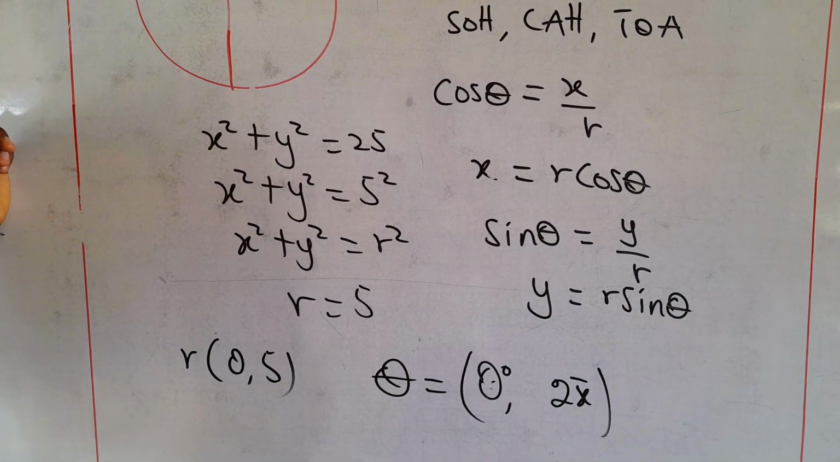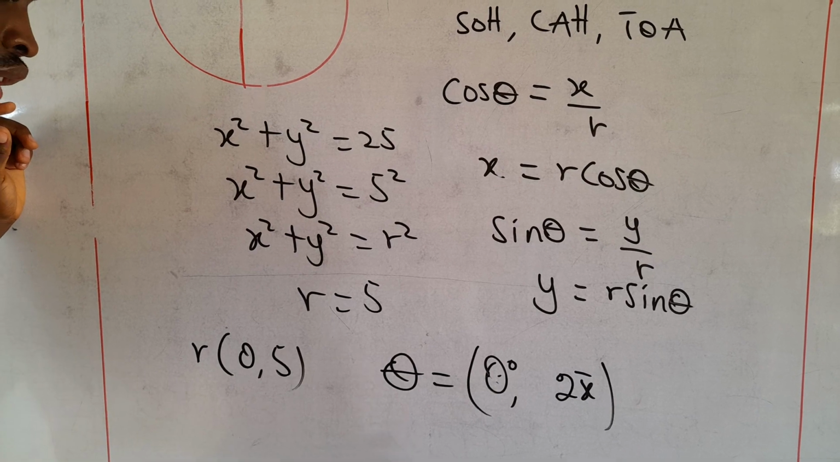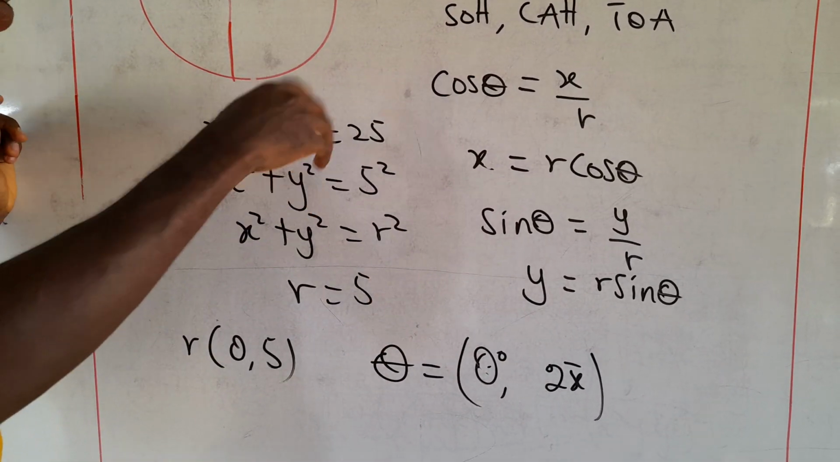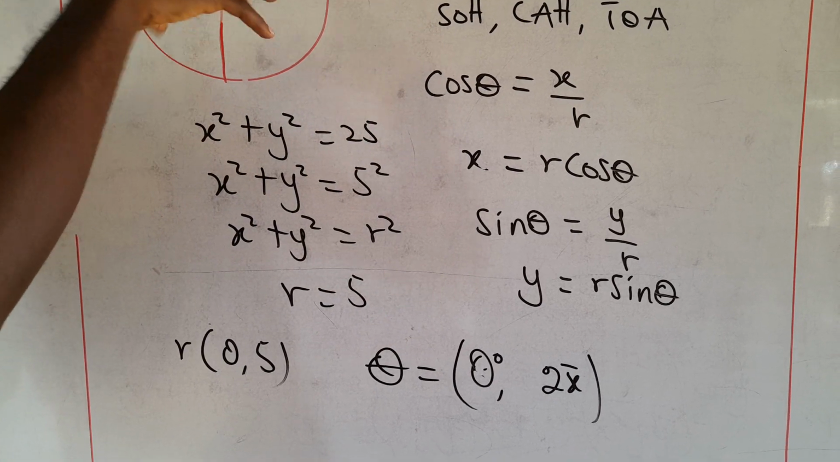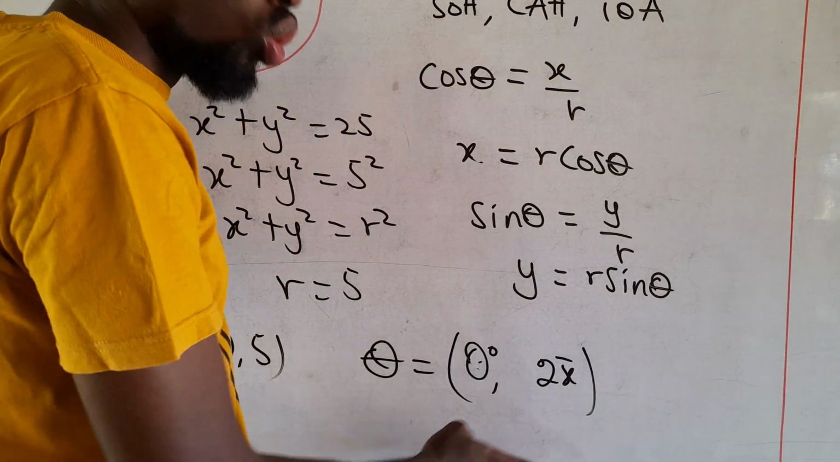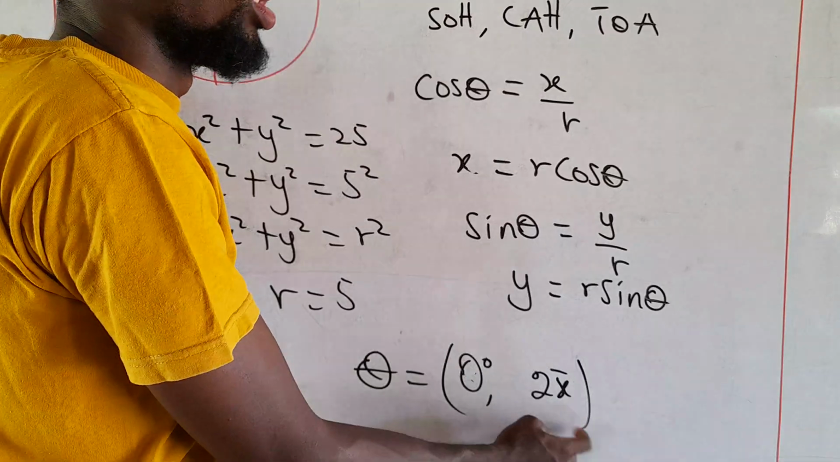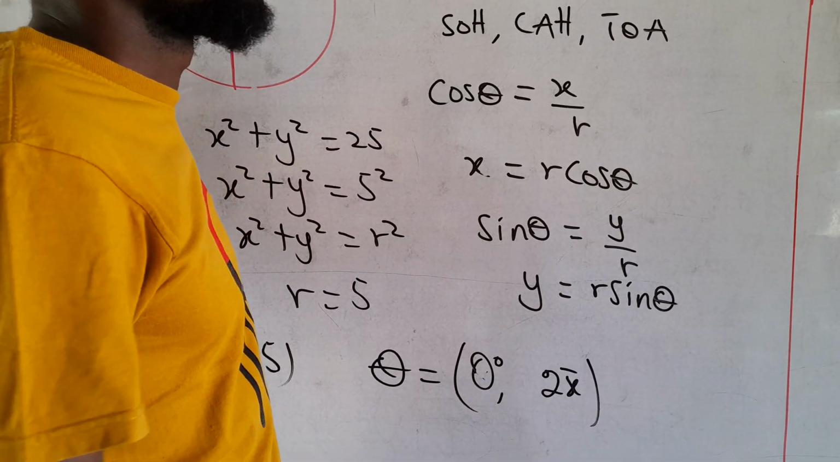Also, the values of r, or the values of the radius, will be determined from the equation of the circle that involves the switch. Then also, the values of theta will be from 0 degrees to 360 degrees. I hope you know that.